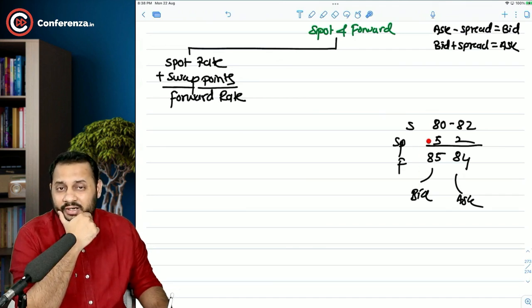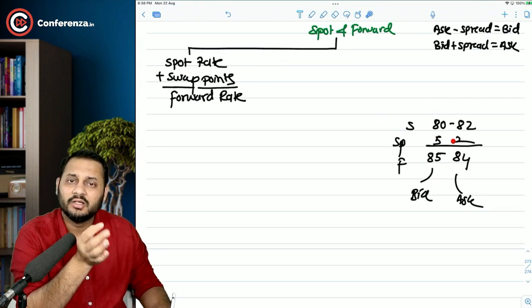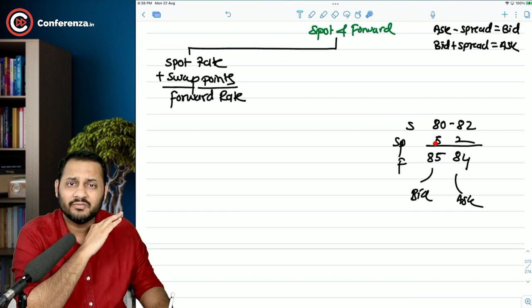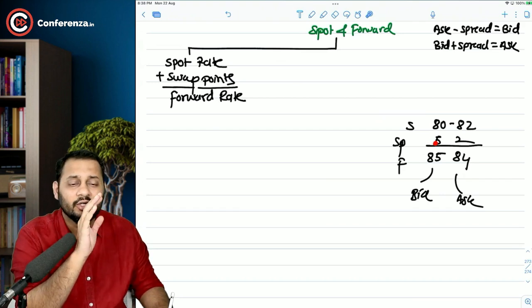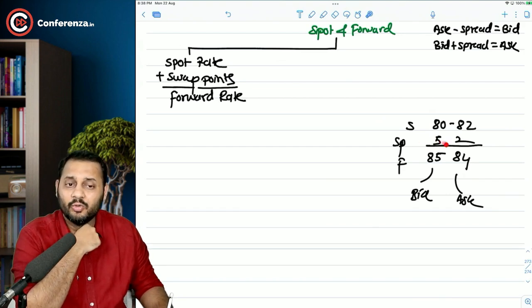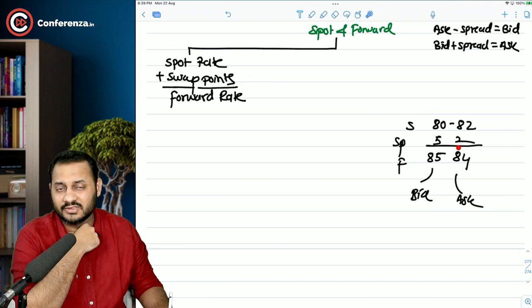Understand why, in the forward market, the bank would increase its buying rate by 5 rupees and its selling rate only by 2 rupees. Don't you think so? The bank is increasing the buying rate by 5 rupees and the selling rate by 2 rupees. Exactly, this is wrong. The bank is never going to do that. It will never increase the buying rate more than the asking rate or the selling rate.